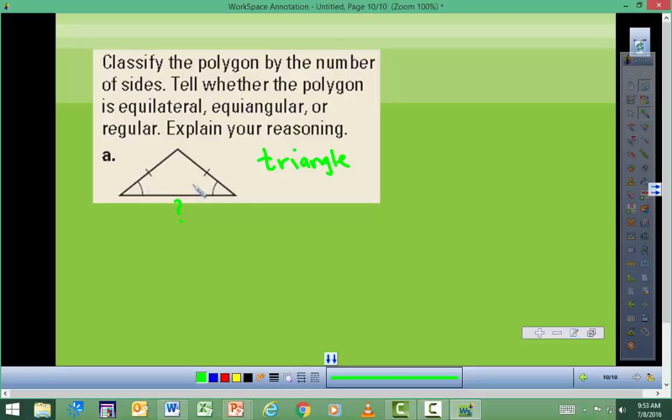And the same is true for the angles. We only know that those two angles are congruent. We don't know what this angle is. So we can't say that it's equiangular. So all we can say for this one is that it's a triangle. It has three sides, so therefore it's a triangle. Well, let's try the next problem.